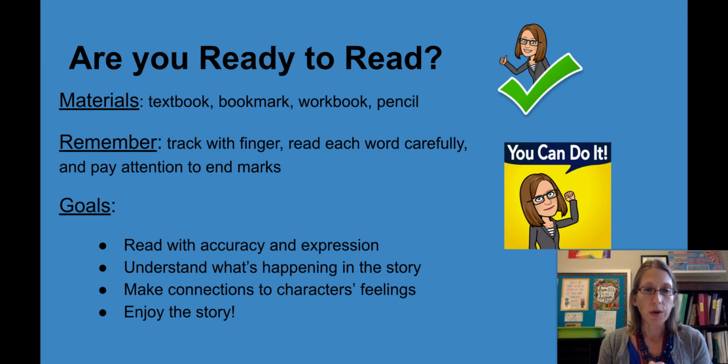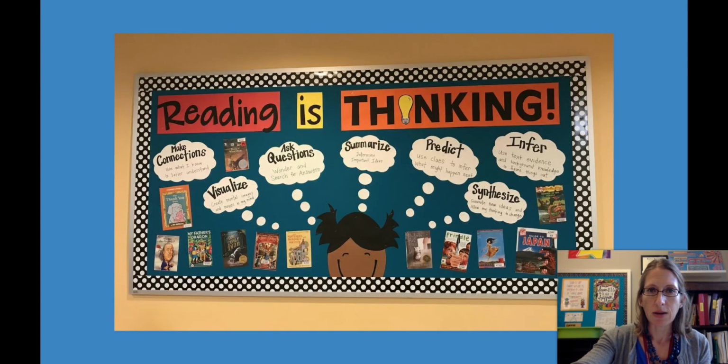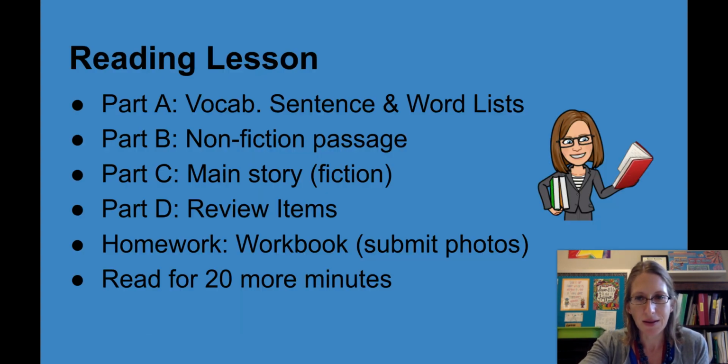Some of our goals: we're going to read with accuracy and expression. We're going to understand what's happening in the story. We're going to make connections to characters' feelings, and we're going to enjoy the story. All right, we know that reading is thinking. There's all kinds of things that are happening in our brains as we are reading and thinking. And our reading lesson looks like this.